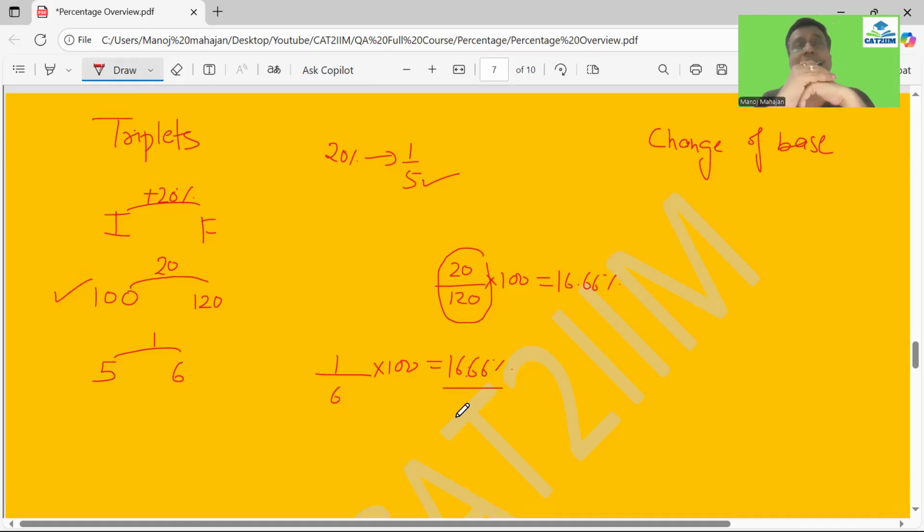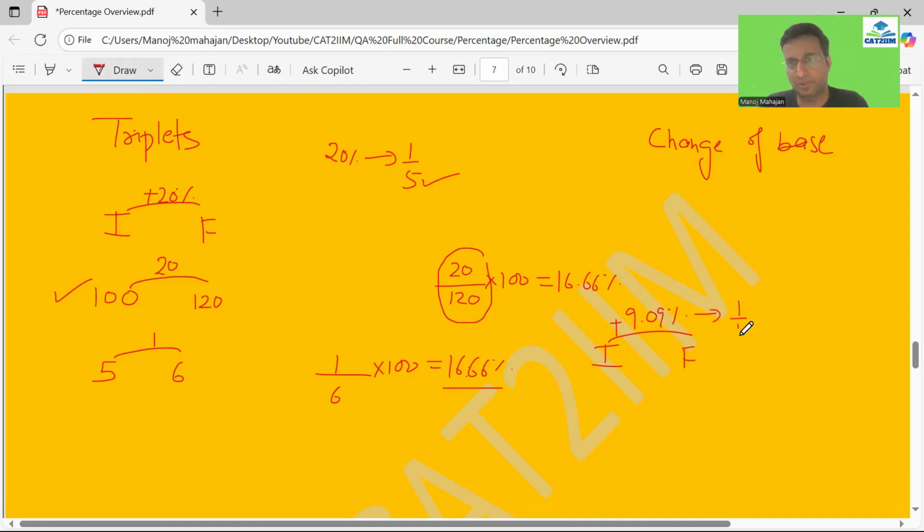Even when you have difficult figures like this, let's say the question would have been: whatever initial value you have, there is a 9.09 percentage increase. So what should be the percentage decrease on the final value, so that it becomes the initial value? Now taking 100 would have been a bit challenging. So let's use those reciprocals.